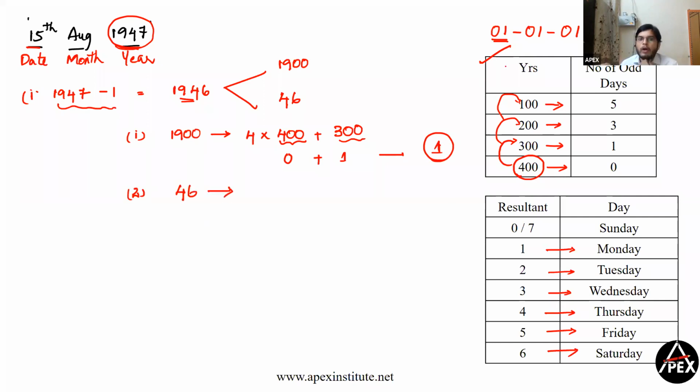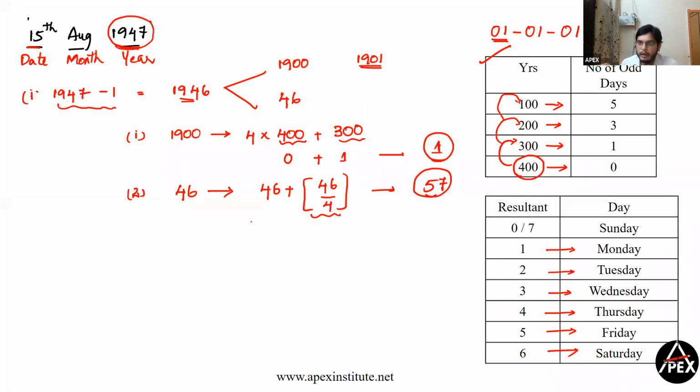Now, how many odd days do we have in 46 years? The first year is 1901, it is starting from 1901. We have discussed this: 46 plus 46 by 4, isn't it? So 46 plus what is the integral part when 46 is divided by 4? 11, isn't it? So 46 plus 11 is 57. Keep this aside.